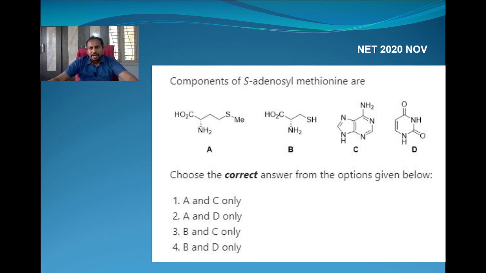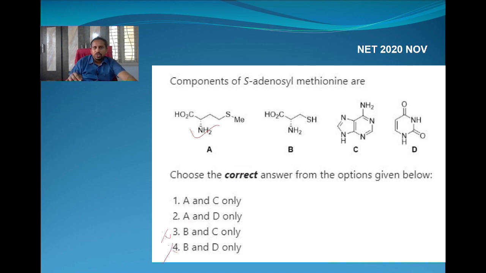Components of S-adenosyl methionine are A, B, C, D. Choose the correct answer from the options given: A and C only, A and D only, B and C only, B. What is S-adenosyl methionine? First of all, methionine. Methionine structure is SMe, CH2SMe. So B should be there. A should be there. That means these two are eliminated.